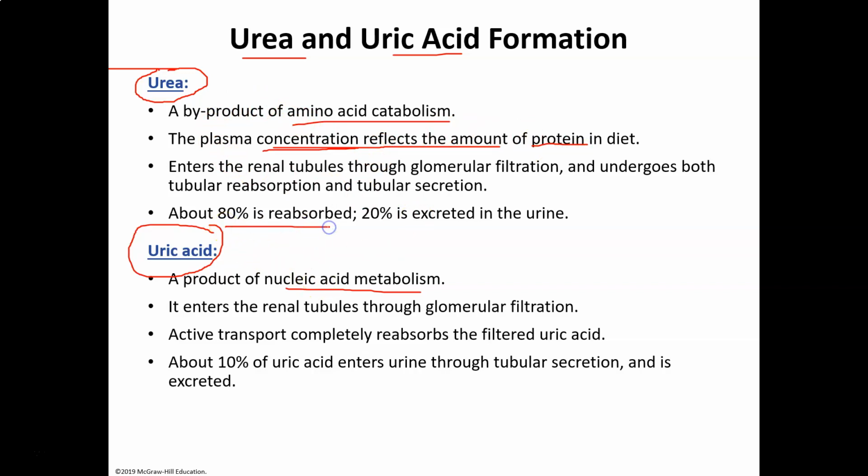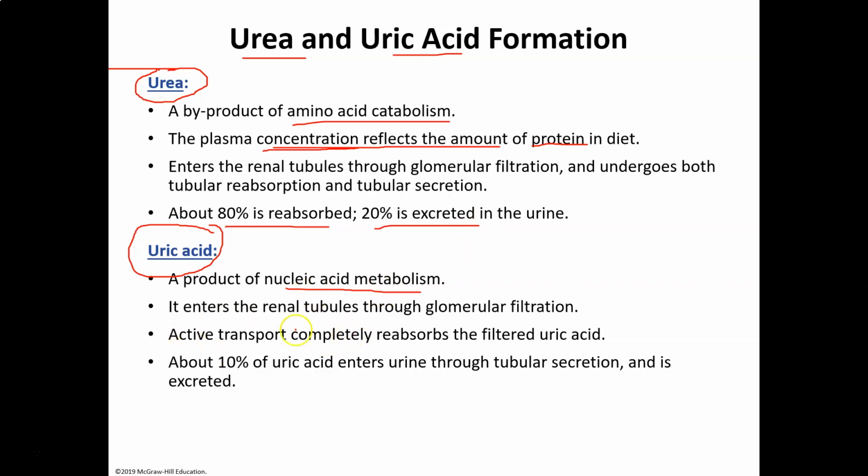80% is reabsorbed. Isn't that crazy? It's a waste product, yes, and your body would like to get rid of it, but your body can handle 80% of its normal concentration in your bloodstream, and your body is just fine with that. 20% is excreted into the urine. That's all that's necessary to maintain normal homeostasis. Get rid of 20% of the urea, your body's fine.